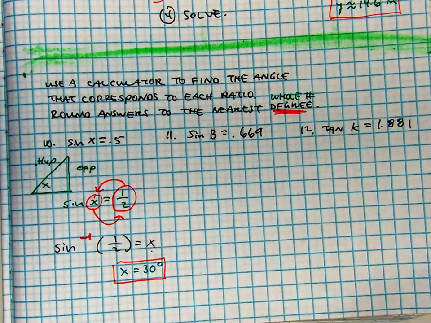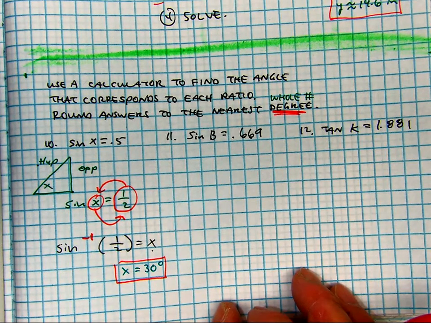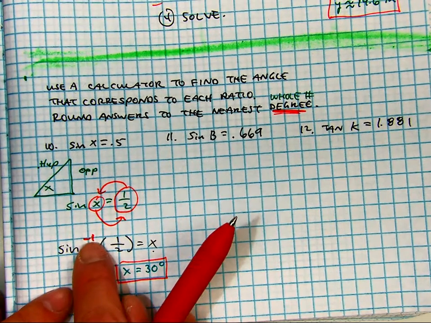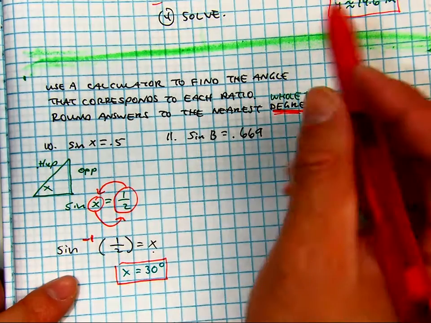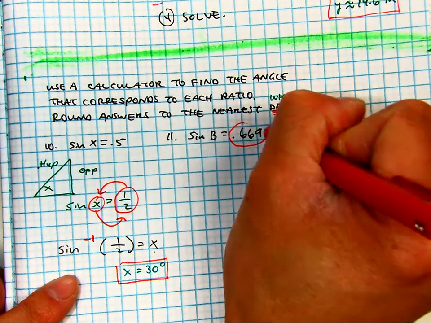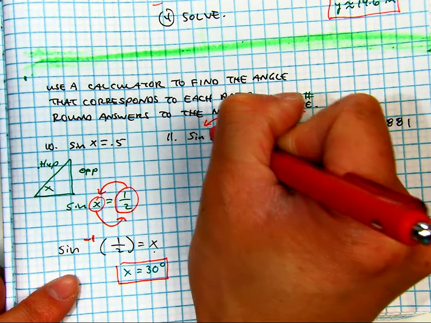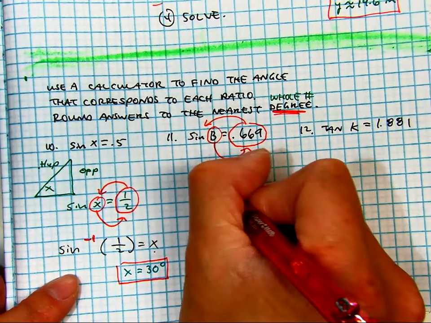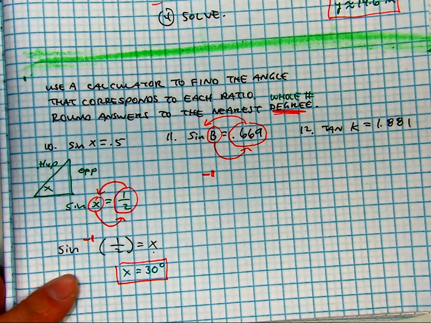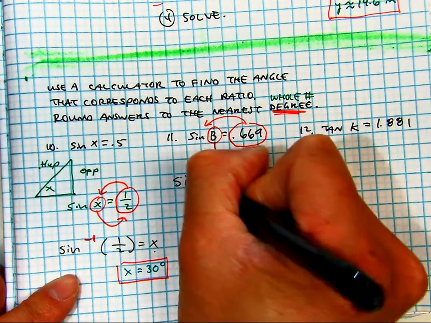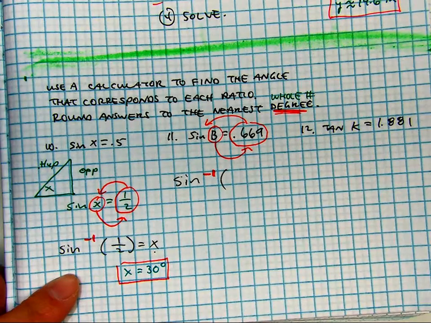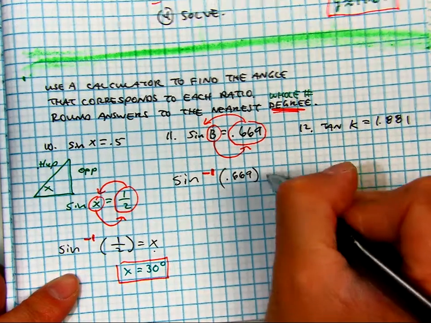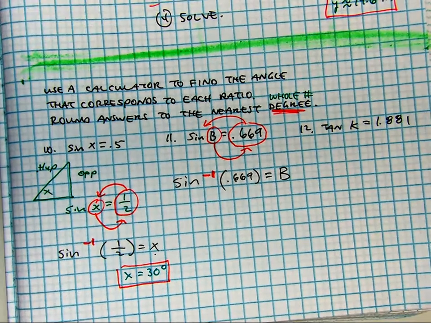Let's try the number 11. Class, what should I do? What is that symbol called? Everyone say inverse. Let's take the inverse. You should have arrows. Whoops, my arrow went too far. Remember, when you draw those arrows, you're going to draw that -1. So I have the inverse of sine. Class, what number am I going to write there now? Sine of x equals 0.669. Put that in our calculator.